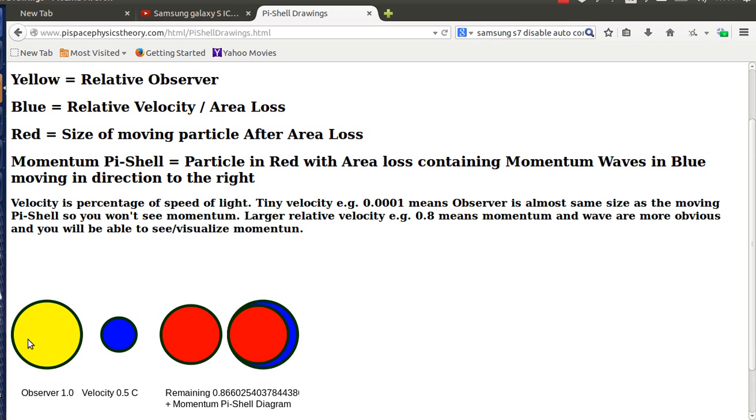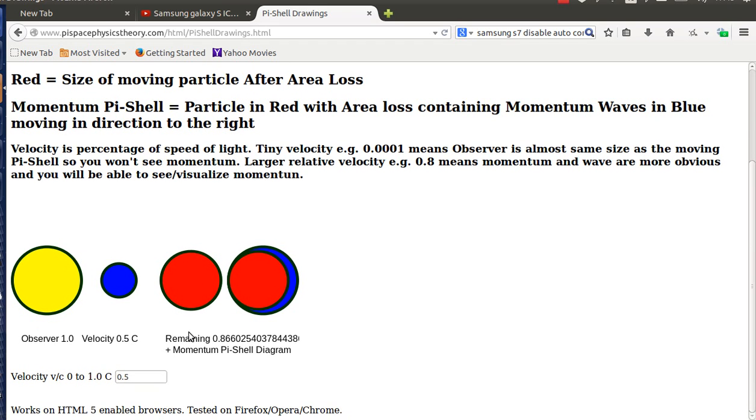So the yellow one represents the observer, that is to say the stationary observer. So let's just say it's the person standing on the platform as the train goes by. The blue one represents the velocity, and in the physics theory that I've developed, relative area loss of the observer in terms of its diameter is velocity. That leaves you with a pi shell with a remaining size, and this is the moving object.